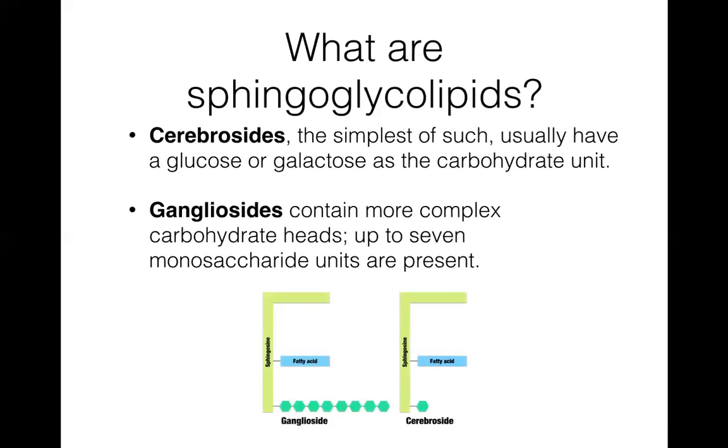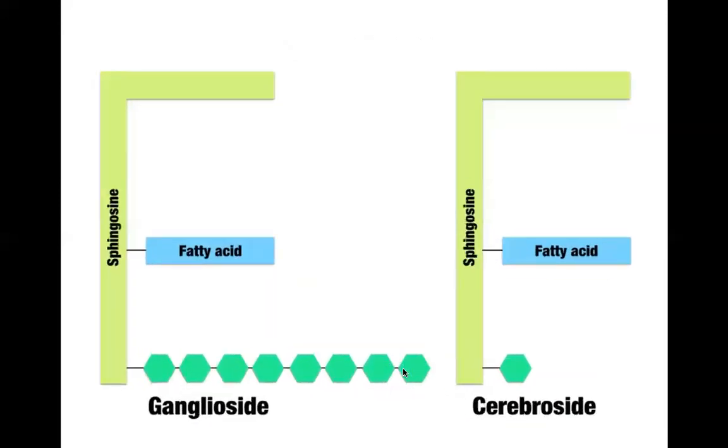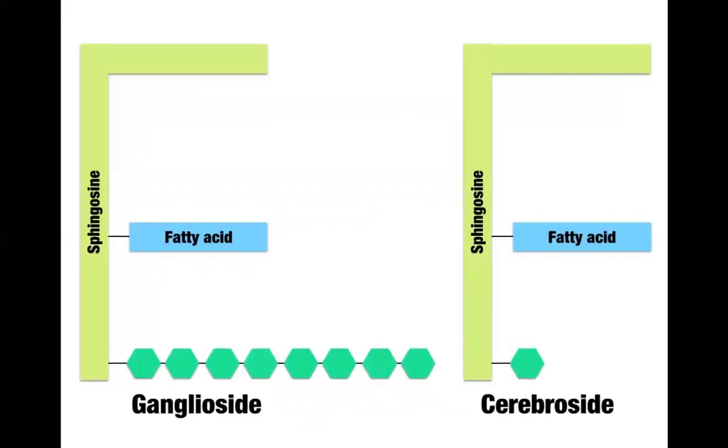We have a schematic diagram of the structure of a sphingoglycolipid shown at the bottom panel of the screen. So let's take a look at them. These glycosphingolipids contain sphingosine as their backbone, shown in green. They also contain a fatty acid, usually a saturated fatty acid such as stearic acid. But what makes ganglioside different from cerebroside is the polar head. A ganglioside contains a string of monosaccharides linked together.